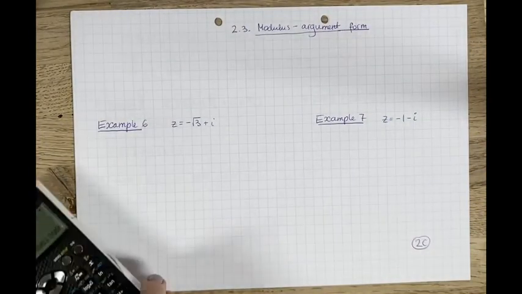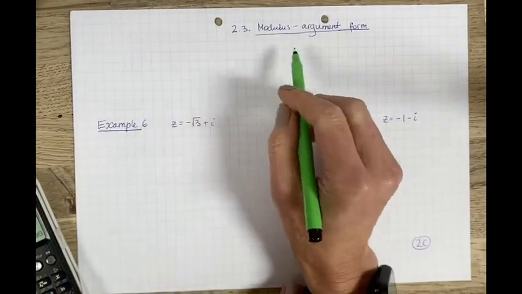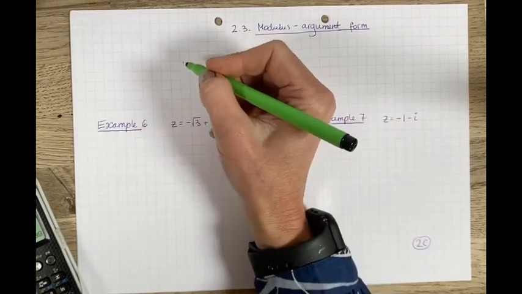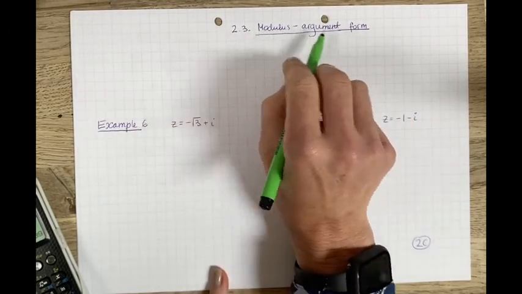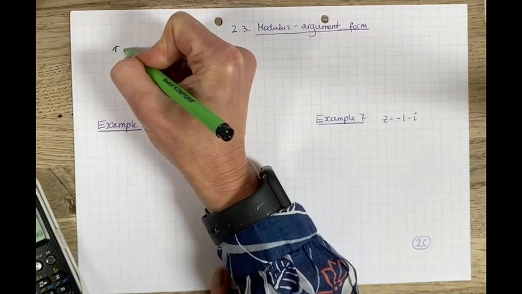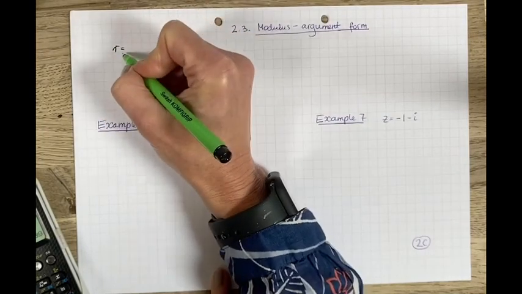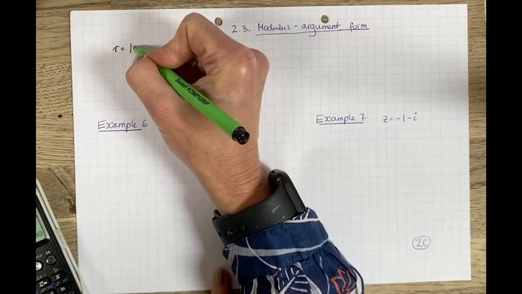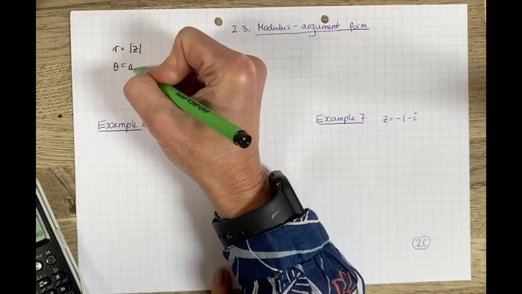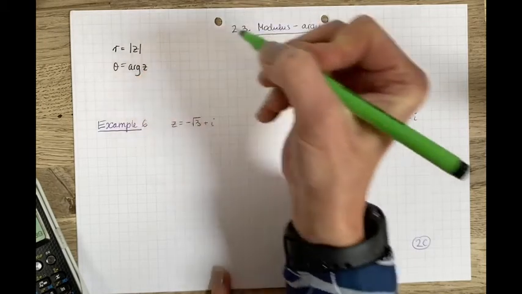Okay, so next section is 2.3, modulus argument form. We know what modulus is, we know what argument is. So for this form, we're going to say r is equal to the modulus. We're going to use r, and then theta is going to be used for the argument of z.